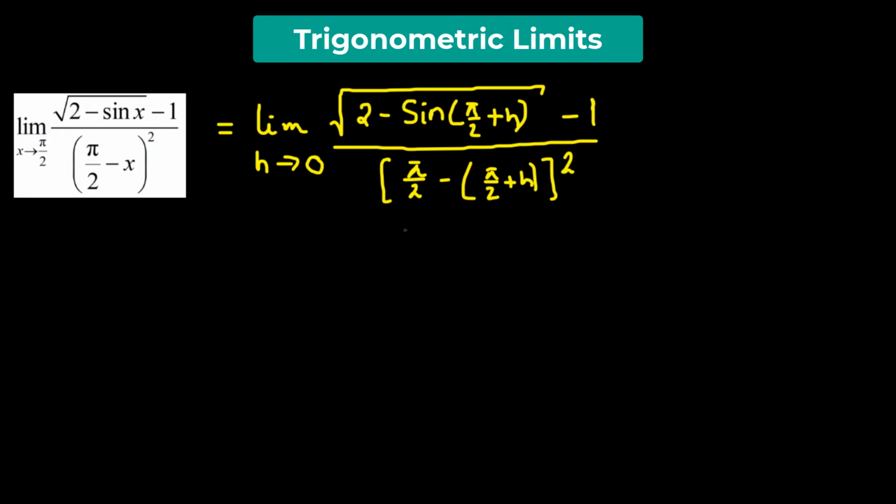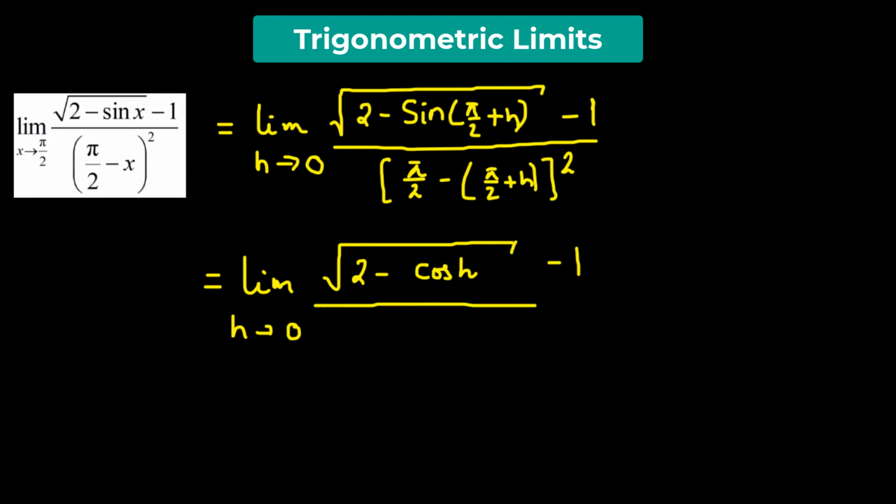So we now have limit h approaching 0 of the square root of 2 minus, so sine of pi over 2 plus h is going to give us cosine of h, and pi over 2 plus h means we are in the second quadrant. In the second quadrant the sine function is positive, so the result of sine of pi over 2 plus h is going to give us a positive. So we have positive cosine of h, minus 1, divided by, so the pi over 2 and pi over 2 get cancelled, leaving us with a negative h. So we have negative h squared, which will be simply h squared.